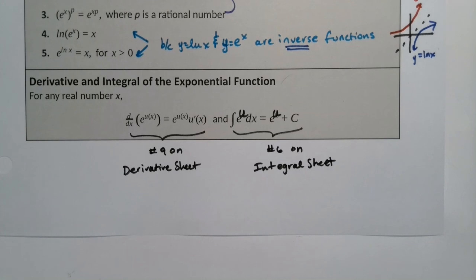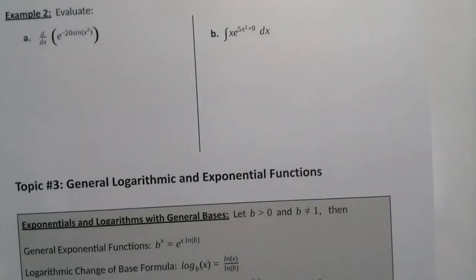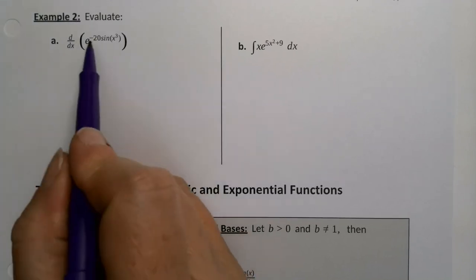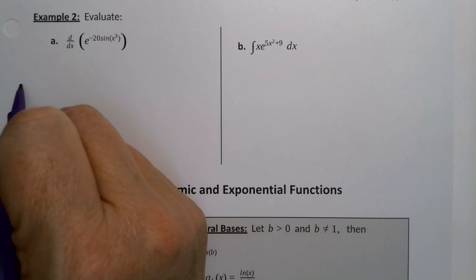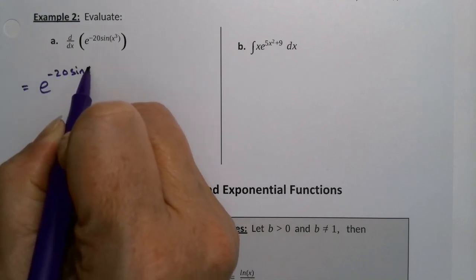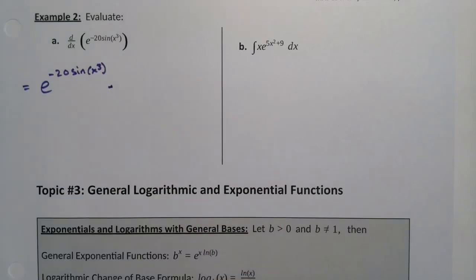All right, so let's apply that to a couple problems. So yet again, we're going to find a derivative and we're going to find an integral. Okay, so the derivative should be pretty straightforward. It's just a chain rule problem. So we have the derivative of e to the something. So the derivative of e to the something would be e to that same something. And then we multiply it by the derivative of the inside.